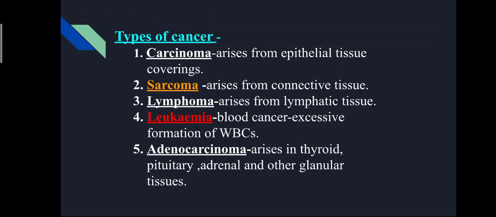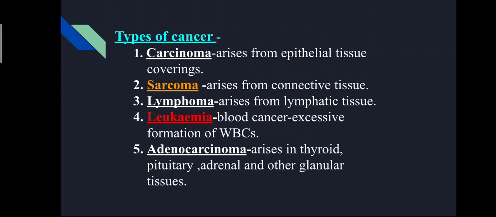Then we study types of cancers. There are number of types, but we study the 5 main types. That is carcinoma, that arises from epithelial tissue covering or lining the body organs. It includes breast cancer, lung cancer, cancer of stomach and skin cancer.